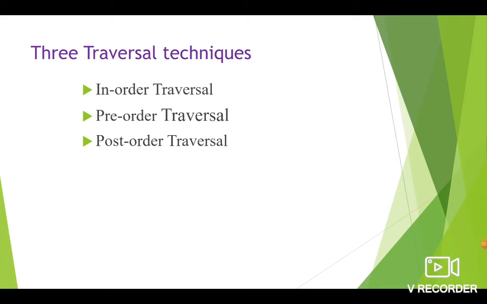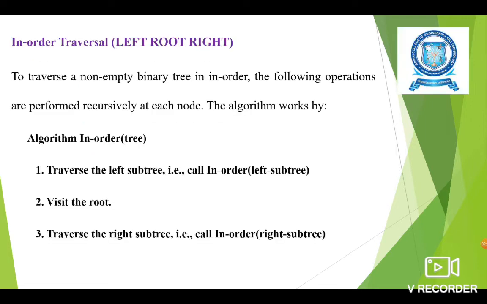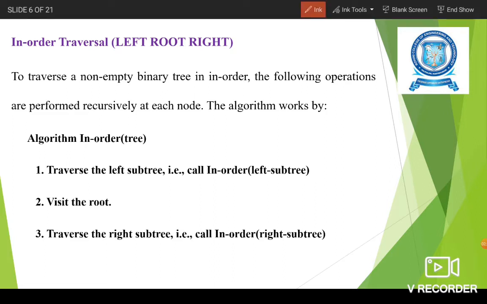As I told already, we have three different traversal techniques. One is inorder, second one preorder, and the last one postorder. What is inorder traversal? You can remember the inorder traversal with the key: left, root, right. That is left, then root, then right. This is how inorder takes place in a binary tree.